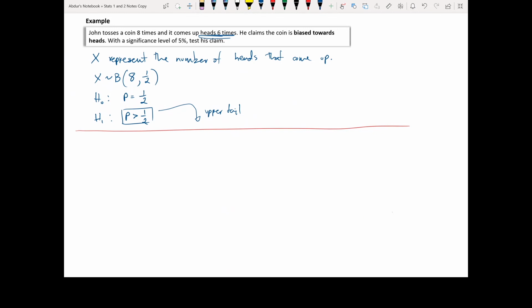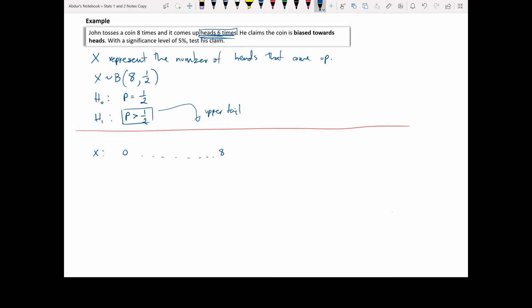So we're going to now take a look at the critical region approach. First of all, we'll write down how many times heads could come up. It could come up from 0 all the way up to and including 8 times. And here, we're not really interested in that it appears 6 times. We want to work out the critical region.